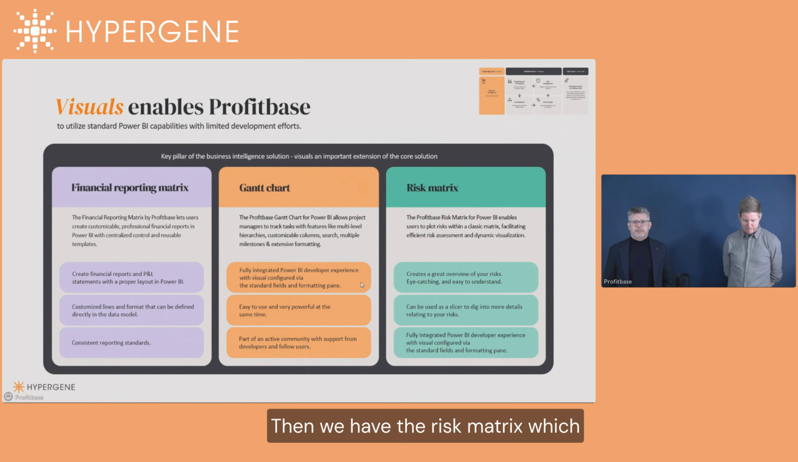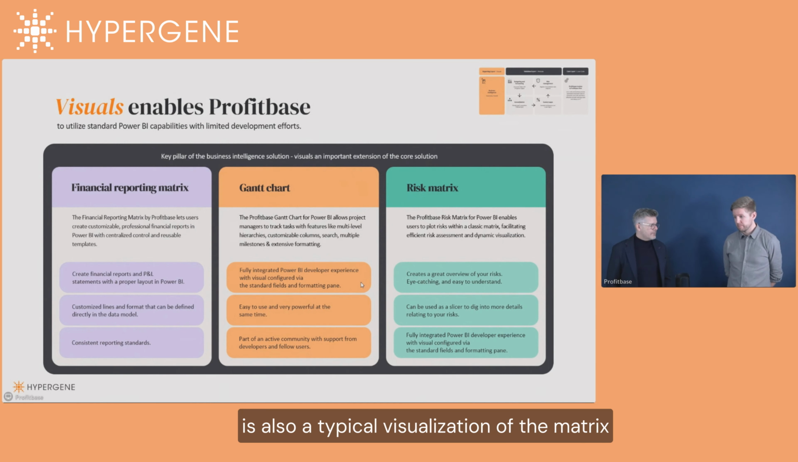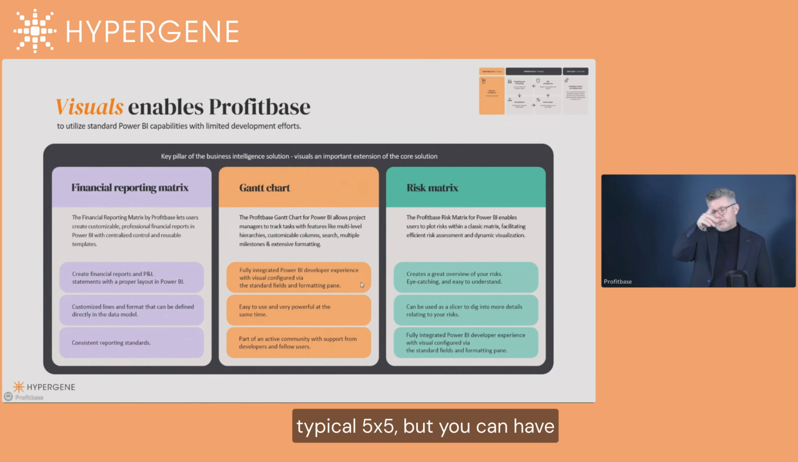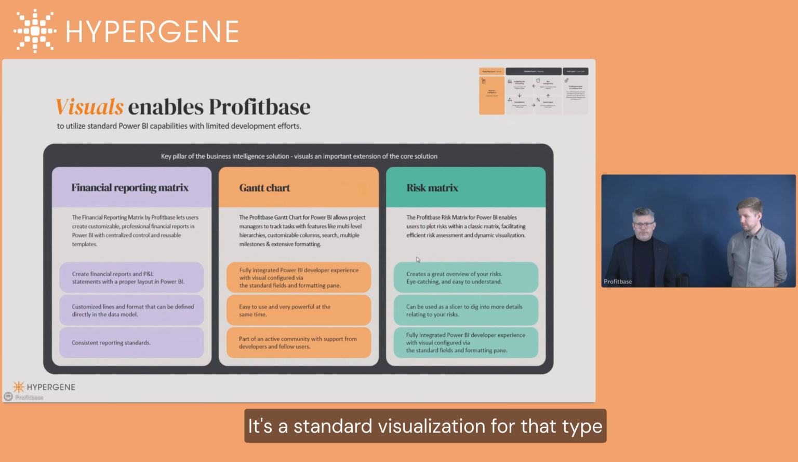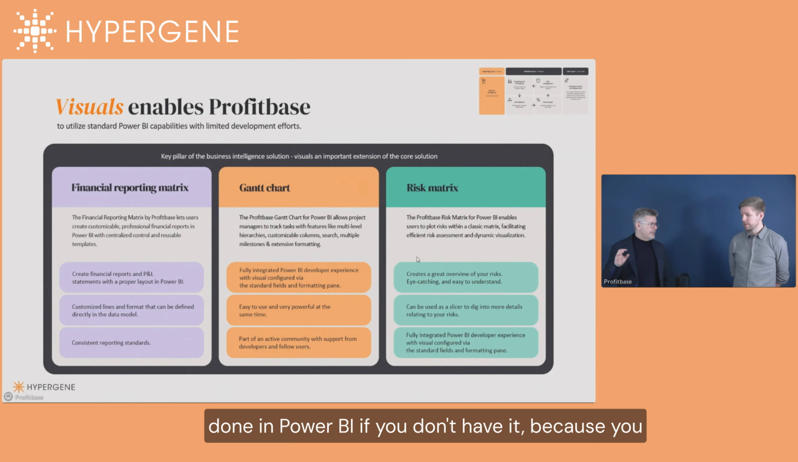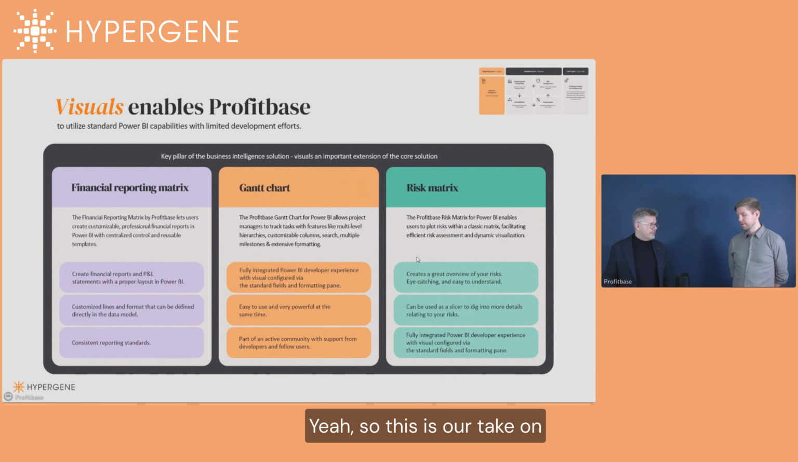And then you have the risk matrix, which is also a very typical visualization, typically 5x5, but you can have others, where you plot your number of risks into a grid like that. It's our take on the risk matrix. It's a standard visualization for that type, and it's quite difficult to get it done in Power BI because you need to plot coordinates and stuff like that. So this is our take. So that's an easy one.